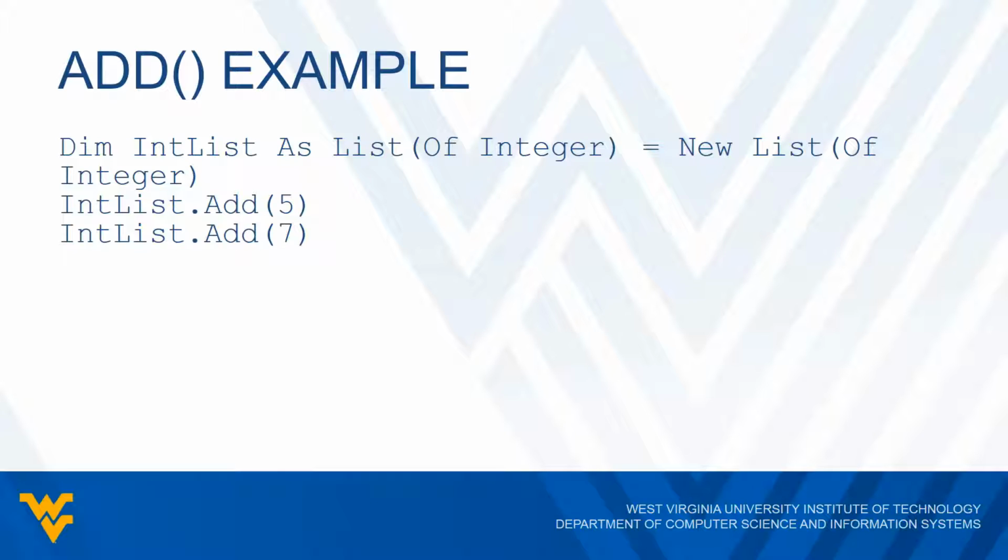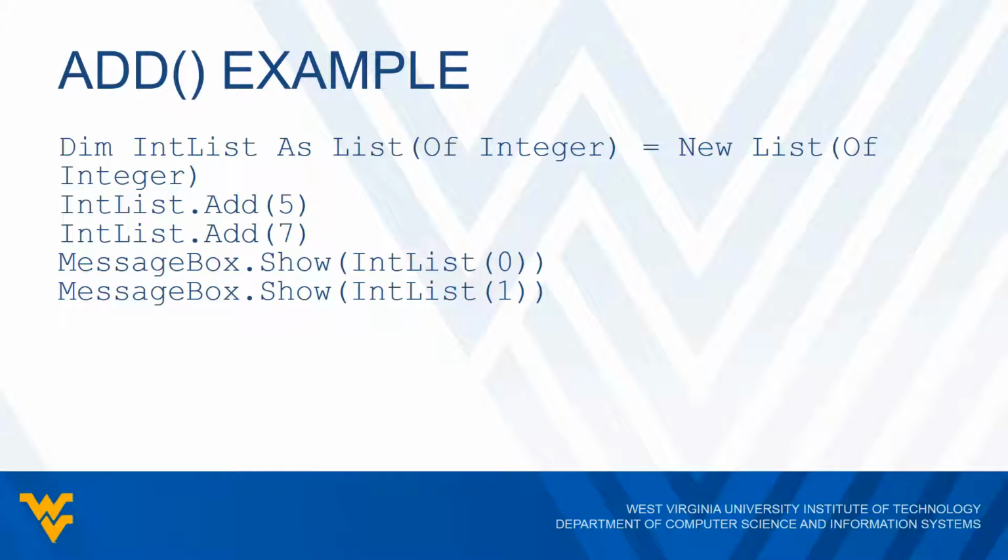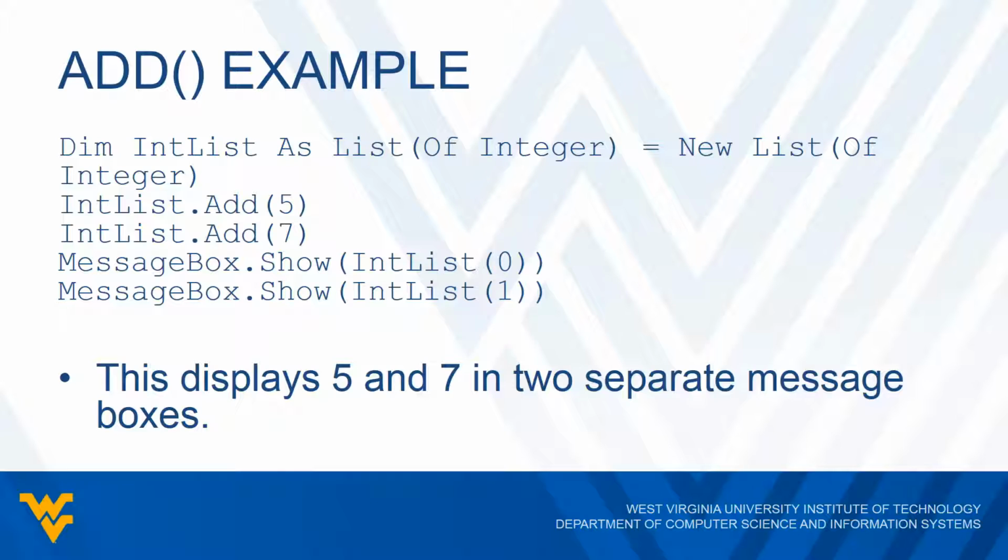Once we've added these values to our list, we can access them just as if they were an array. So as an example, here's some lines that allow us to display the values in our list. So the first line is going to display a 5. So we see here the way that's being accessed is we have the name of the list, and we have our parentheses and the index. So accessing an element in the list is just like accessing an element in the array. And then the second line is going to display a 7. So we see here that we would display 5 and 7 in two different message boxes.